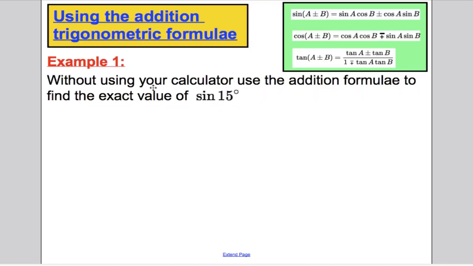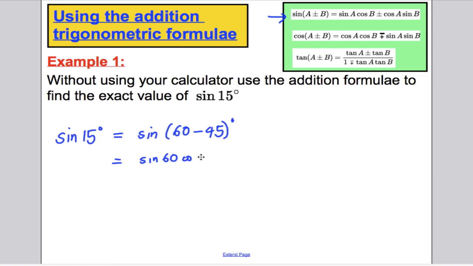Here's an example. It says, without using your calculator, use the addition formulae to find the exact value of sine 15. So I want to find sine 15 exactly without using my calculator. I'm going to end up using one of these here. I could write that as, let's say, sine of 60 take away 45. The reason I'm doing that is I know sine 60 and sine 45 and cos 60 and cos 45 exactly because I've learnt what the answers for the cos and sine of those particular angles are, and that would give me sine 15.